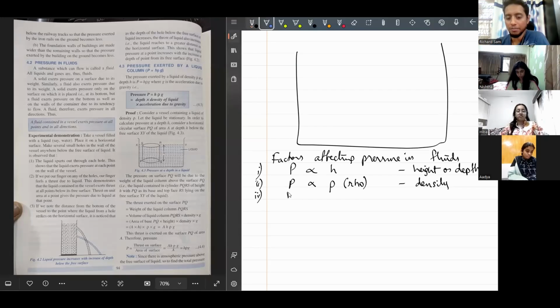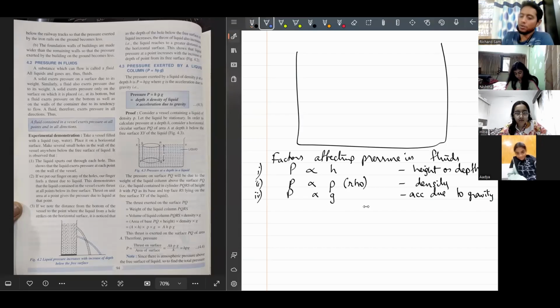The third factor affecting pressure is acceleration due to gravity. G stands for acceleration due to gravity. See, look, more the acceleration due to gravity, more force the water will exert on you. Like imagine you're 10 meters underwater. If there's more gravity, then there's more weight. The weight of the water is more, and so that will exert more pressure on you. So these are the three factors affecting pressure inside a fluid.